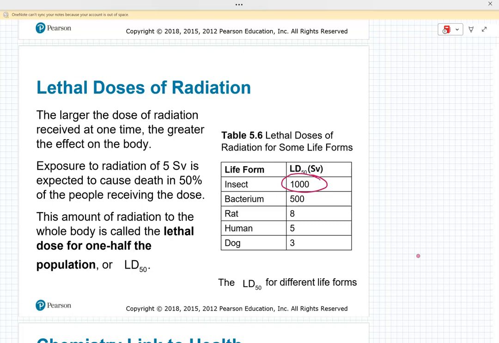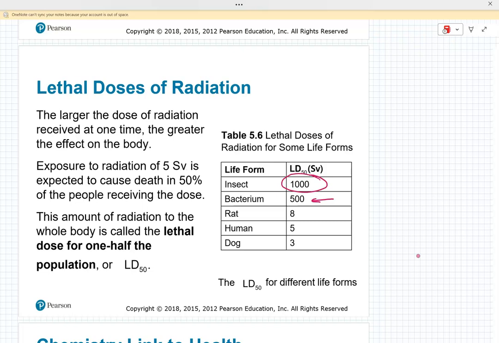Like seriously, cockroaches can survive an enormous amount of radiation. Right? Now, this is a very misleading statement.